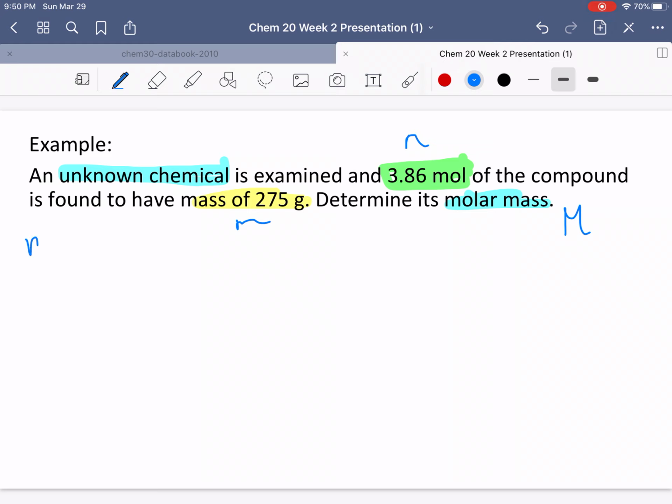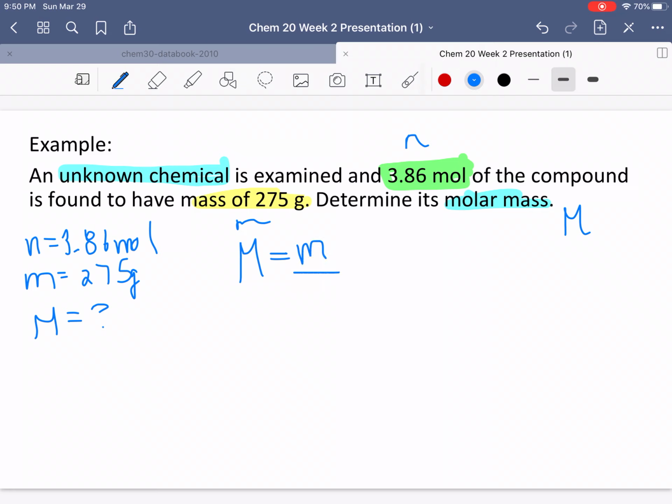Check it out. Write down what you know. n is equal to 3.86 mole. Mass is equal to 275 grams. Therefore, what is molar mass? Again, when I do the formula for molar mass, I just tend to think about the units. Molar mass equals grams per a mole. Grams is a measurement of mass. Mole is a measurement of, well, mole. So there's your formula. Capital M equals lowercase m over n. Plug in what you know.